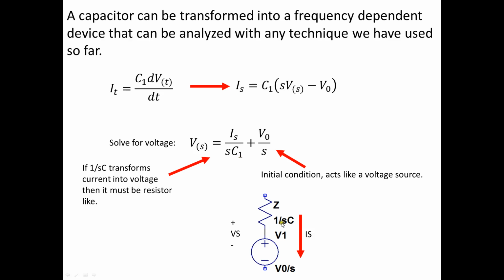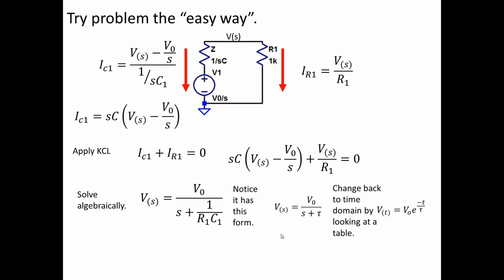And so I've called it Z for impedance, but I can have 1 over sC as a resistor, and I can have this voltage source V0 over s. With that, rather than set up a differential equation, I can take the Laplace transform of every capacitor and then use all our other analysis techniques to come up with an answer.